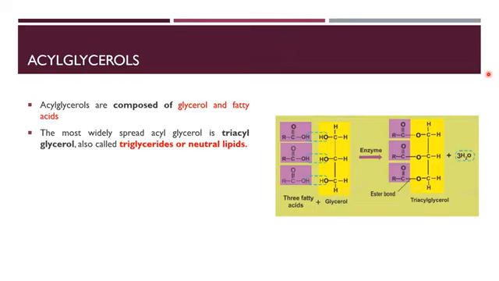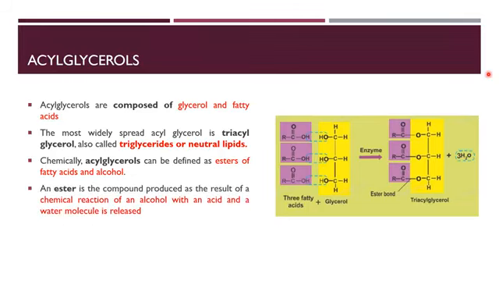Okay. And the most important acylglycerol is the triacylglycerol, that is also known as the triglyceride or the neutral lipid, because it's having 3 fatty acids and 1 glycerol molecule. Okay, so when these fatty acids and glycerols or alcohols are going to combine with each other, a bond is formed between them, that is known as ester bond. Okay, and ester is the compound that is produced as a result of the reaction between alcohol and acid.